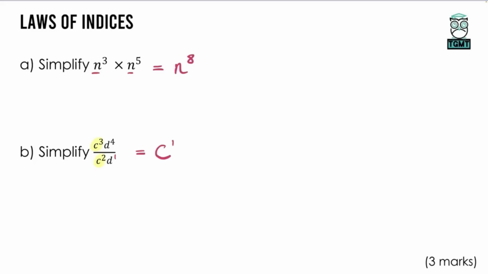For the D, we have D to the power of 4, and then we have D to the power of 1. If we subtract those powers, we end up with D to the power of 3. Typically I wouldn't write it with that power of 1, so I would just write CD to the power of 3. And there we go, there are our laws of indices when multiplying and dividing.